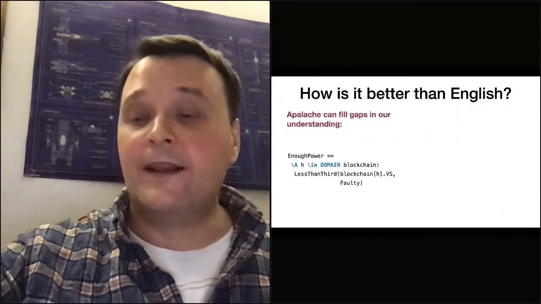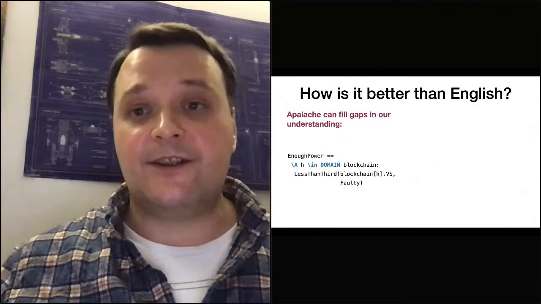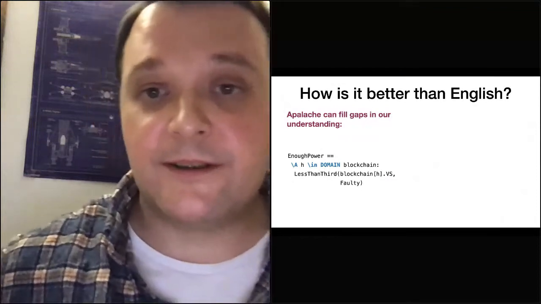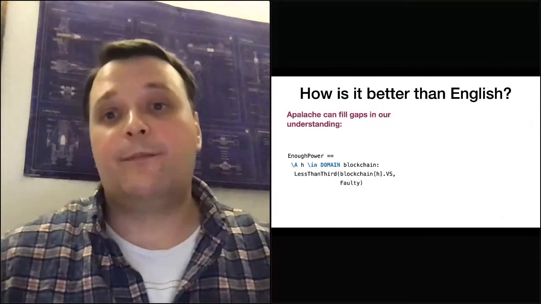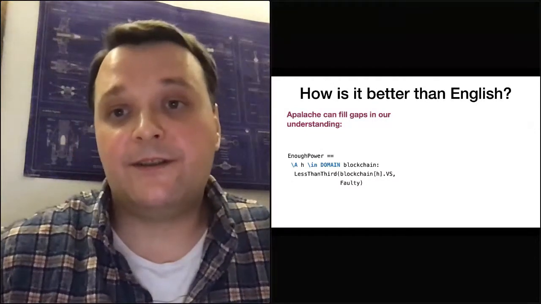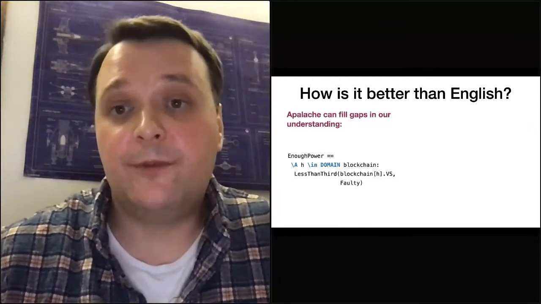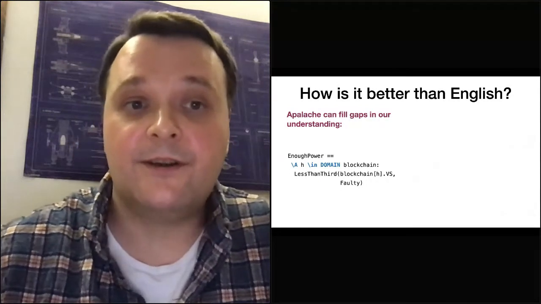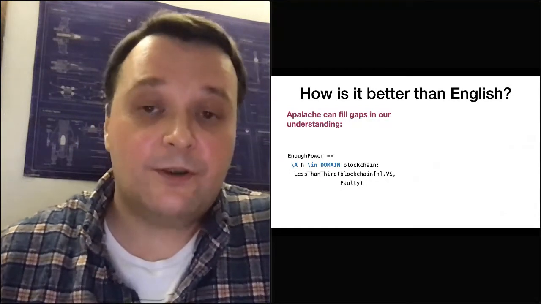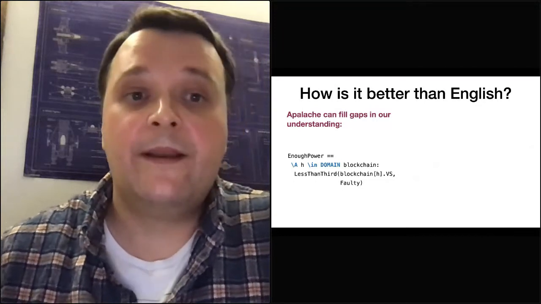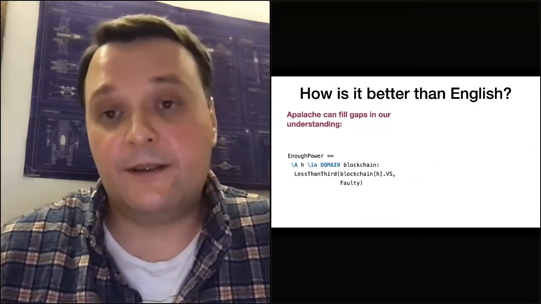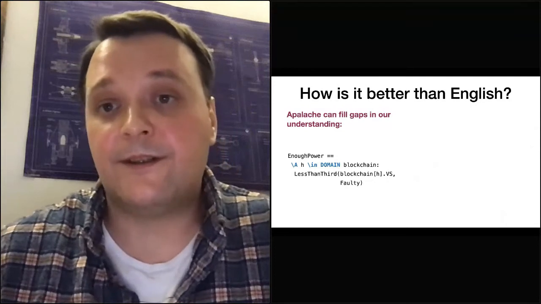Okay, so how is it better than English? It's just a lot of formulas, a lot of constraints. One thing is that, of course, we can parse this specification, and we can catch very stupid mistakes that we can make in English. But what's also important is that Apalache, the model checker, or TLC, another model checker, can fill the gaps in our understanding about specifications.